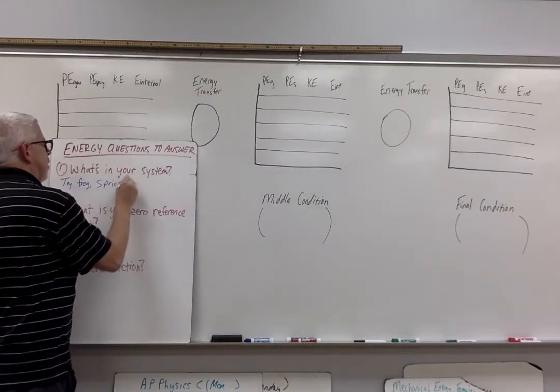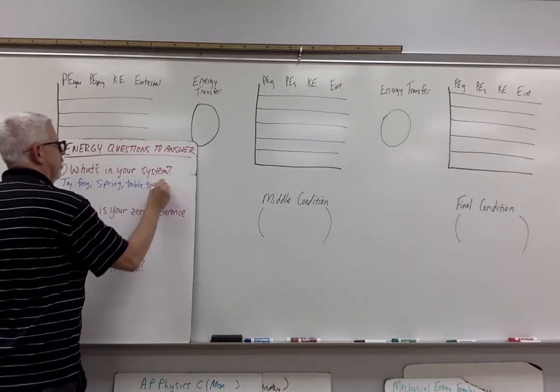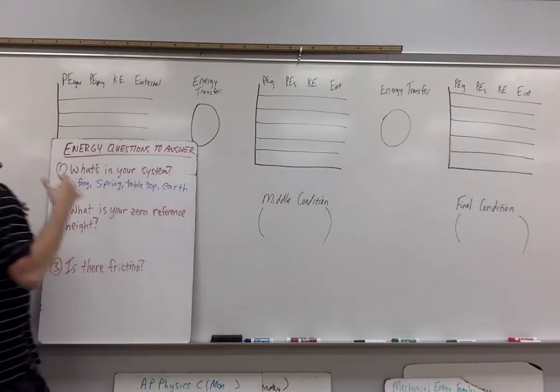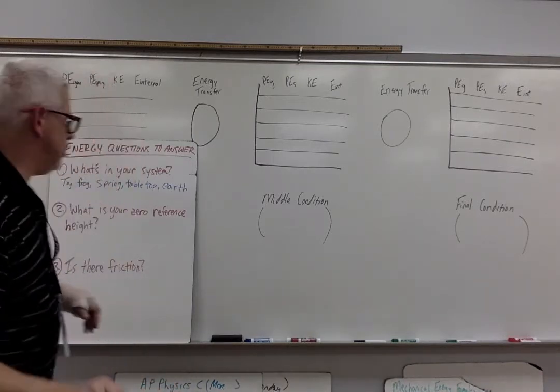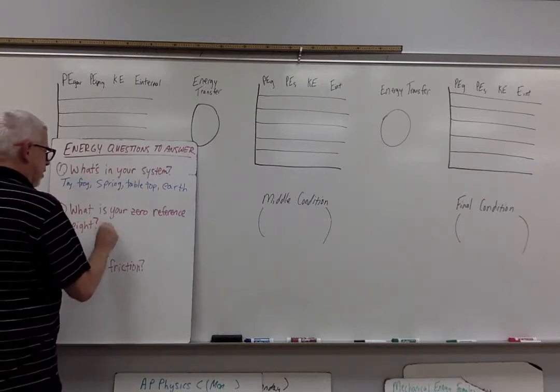The tabletop and the earth. The earth actually has to always be in our systems if we ever have gravitational potential energy, because it's interacting with whatever object has got gravitational potential energy. The zero reference height, I'm going to say, is the tabletop.